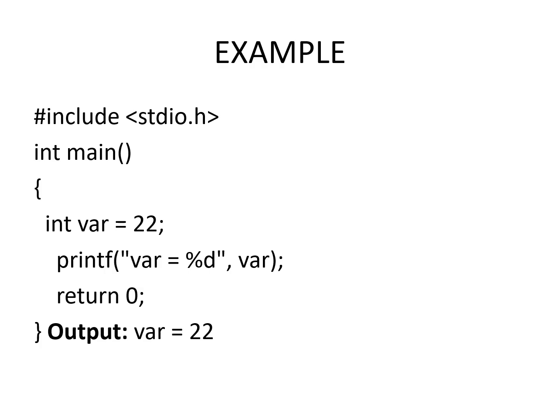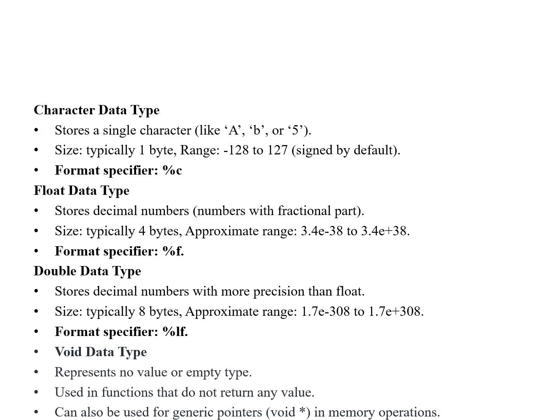printf with var equal to %d is used for an integer data type, written as %d comma var. Return 0 is only used when the main function is declared as integer. Void main is used to declare that nothing is returned. Void means nothing, an empty return type. Okay, we clearly understand.